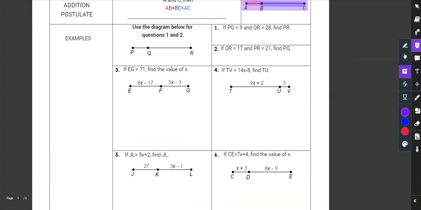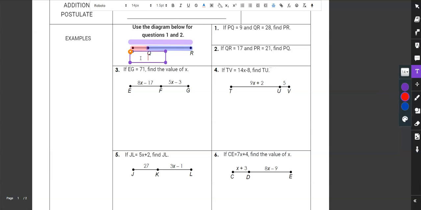All right, so we have our line segment PQ. Again, I'm going to be using some color coding here. So we have our PQ, and we have our QR, and then we have our PR. I'm just going to put it over the top like this. Let's go ahead and write our equation out. So we have PQ plus QR is going to be equal to PR.